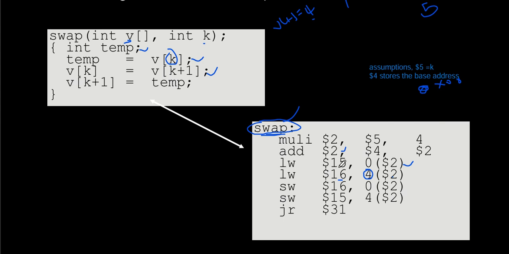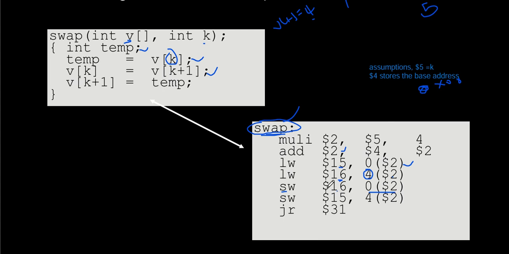So now you see we have $15 storing v of k, and $16 storing v of k plus 1. Now we have to store back. $15 and $16 are registers. They are not memory, right? So we have to store it back into memory. To store it back into memory, we use the instruction called store word. The store word instruction works like this. You show it what to store and which part of memory it should store it in, right?